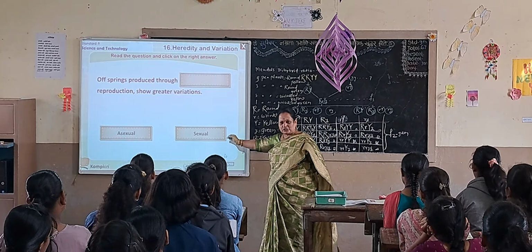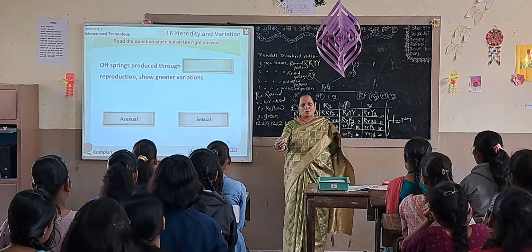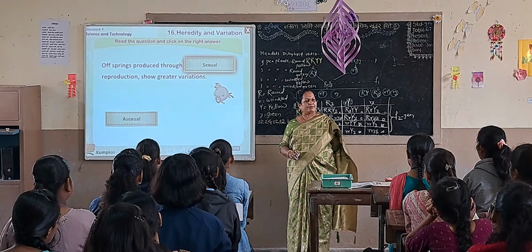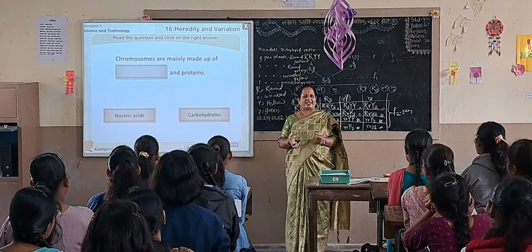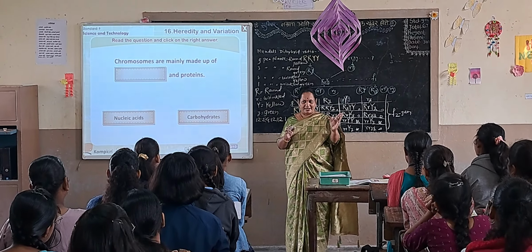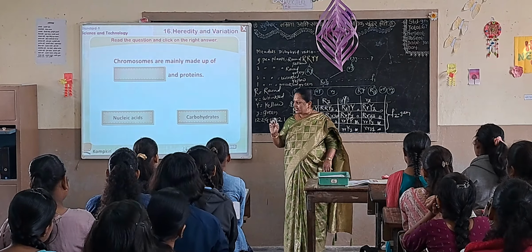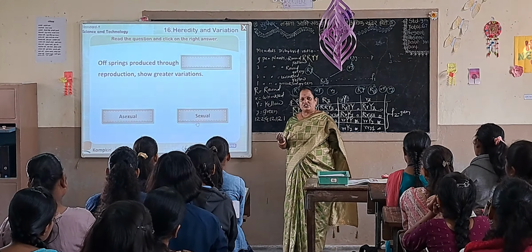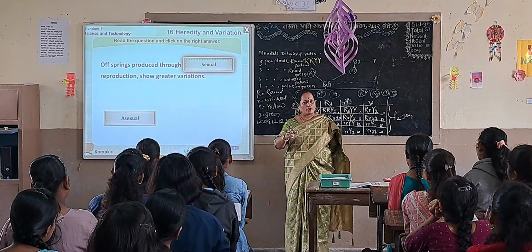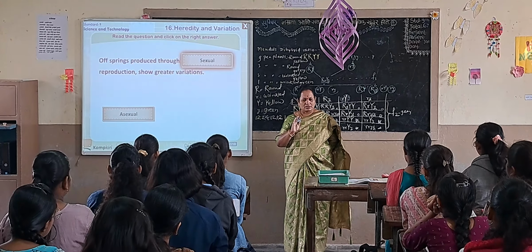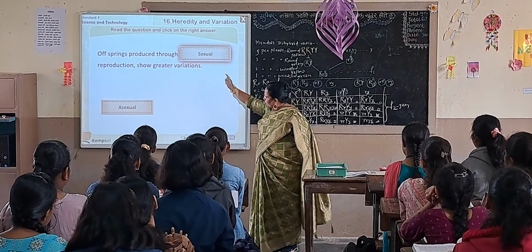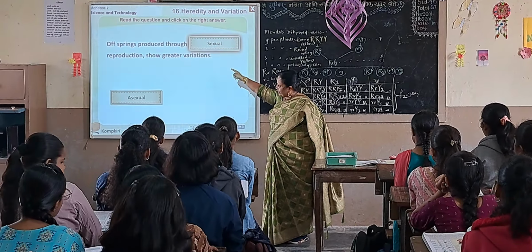Which type of reproduction produces different types of offspring? Sexual. Why? In sexual reproduction, a combination of characteristics of chromosomes takes place from the male and female partner. That's why the combination causes variation. And in asexual reproduction, what happens? Like the parent, offspring are produced. There is no variation or very small variation. Offspring produced through sexual reproduction show greater variation.